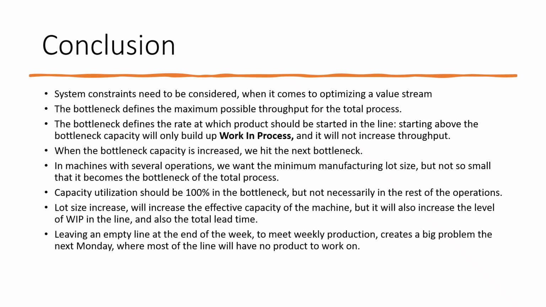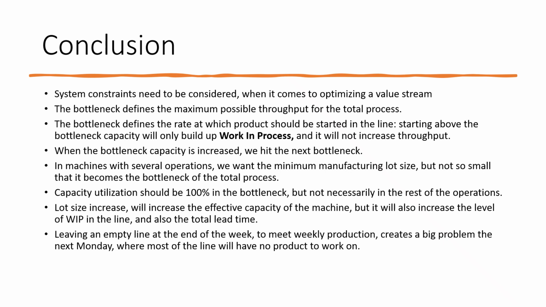Conclusion. System constraints need to be considered when it comes to optimizing a value stream. The bottleneck defines the maximum possible throughput for the total process. The bottleneck defines the rate at which product should be started in the line. Starting above the bottleneck capacity will only build up work in process, and it will not increase throughput. When the bottleneck capacity is increased, we hit the next bottleneck.